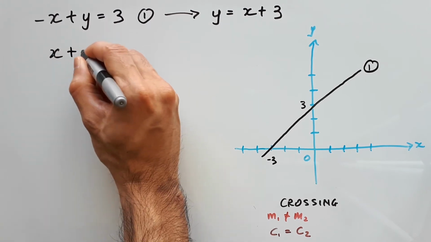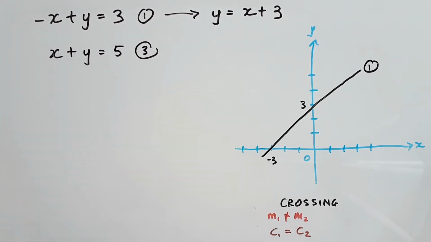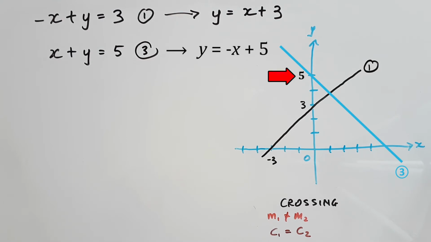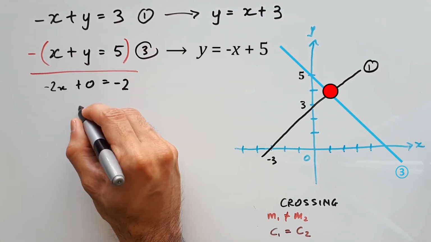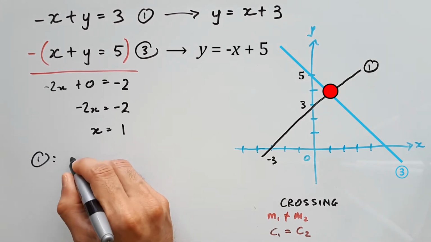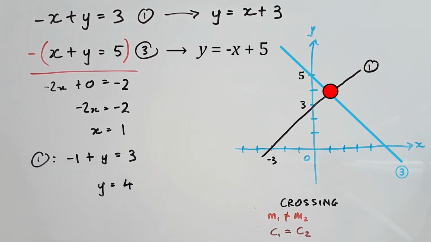Here we have x plus y equals 5. We will call this equation number 3, and you can rewrite it as y equals negative x plus 5. So this line will also be going downwards, crossing through the other line, but it passes through positive 5 on the y-axis. So clearly, their intersection point is no longer going to be on the y-axis. It's somewhere to the right. Using elimination, we find that the x value is 1, and subbing that into the first equation, the y value is 4. And so the intersection point for this is at 1, 4.